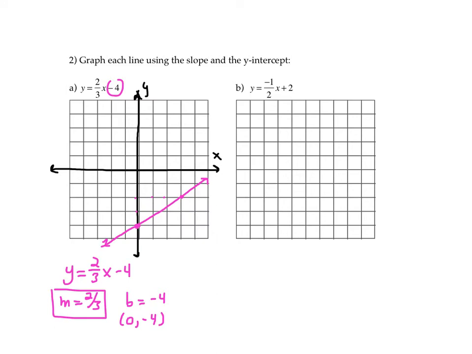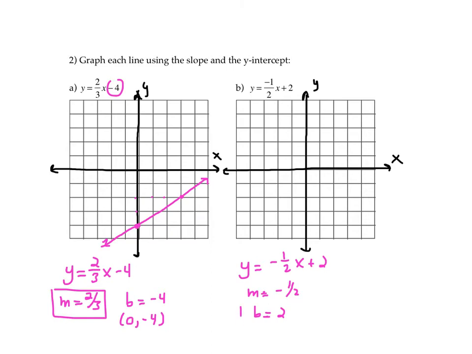Okay, let's try the next one. So again, let's put the y-axis on there. Put the x-axis on there. Let's identify the slope for this equation. So we have y equals -1/2 x plus 2. The slope is -1/2. The y-intercept is 2. Okay, start by plotting your y-intercept at +2. So come up 2 on the y-axis.